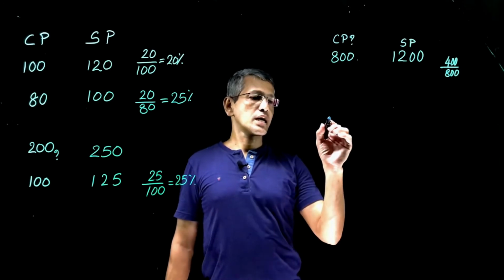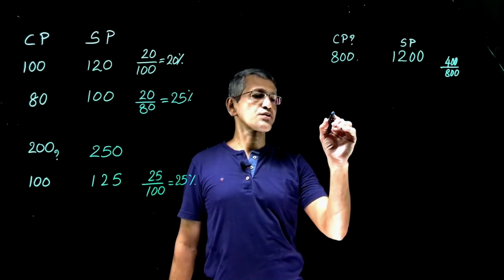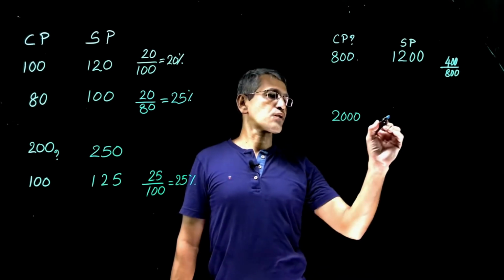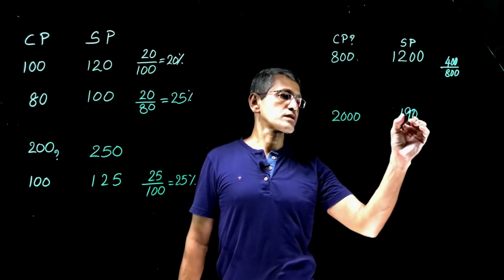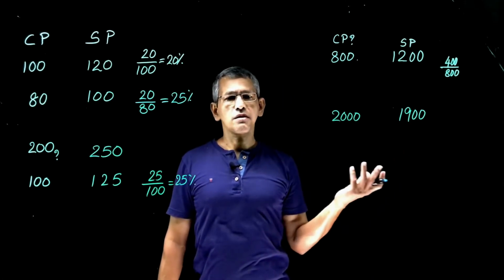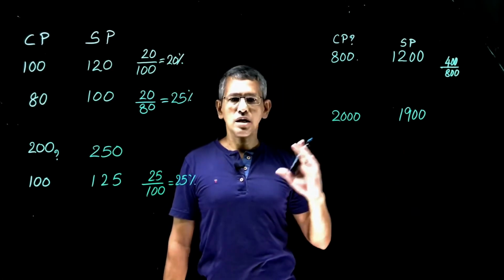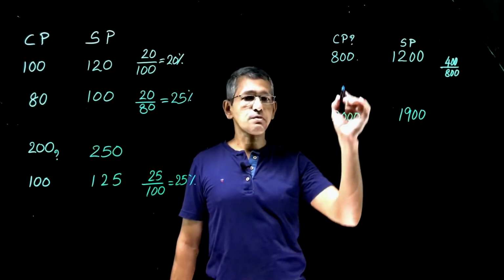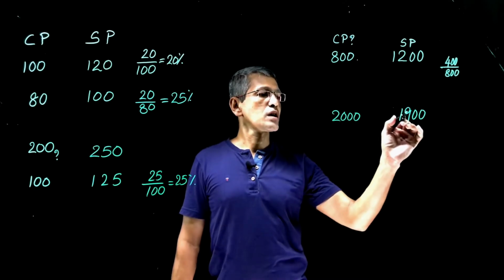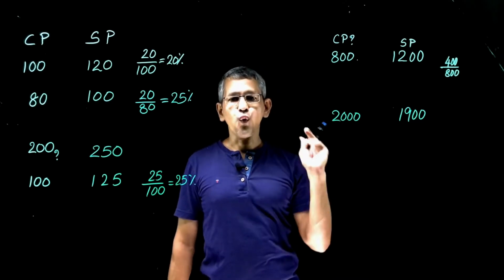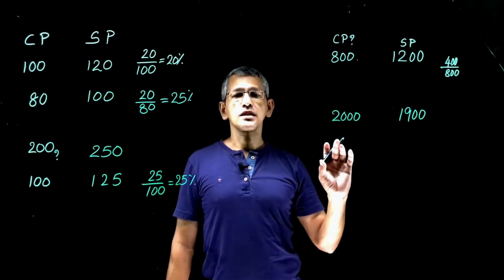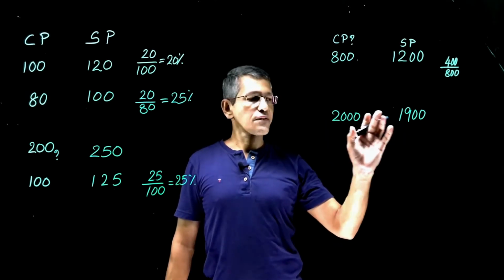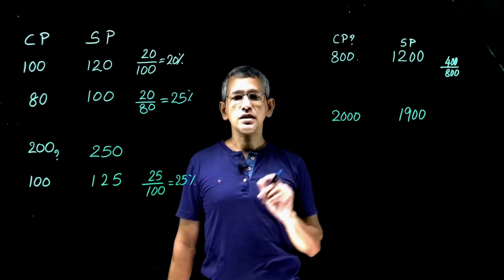Another one, say a dealer buys a product for 2,000 rupees, and he sold it for 1,900 rupees, because of some market fluctuation or something wrong. So he bought it for 2,000 rupees, that is his cost price is 2,000, then he sold it for 1,900. So what is the percentage of loss or gain? Is it loss or gain? Definitely it is loss. So what percentage?